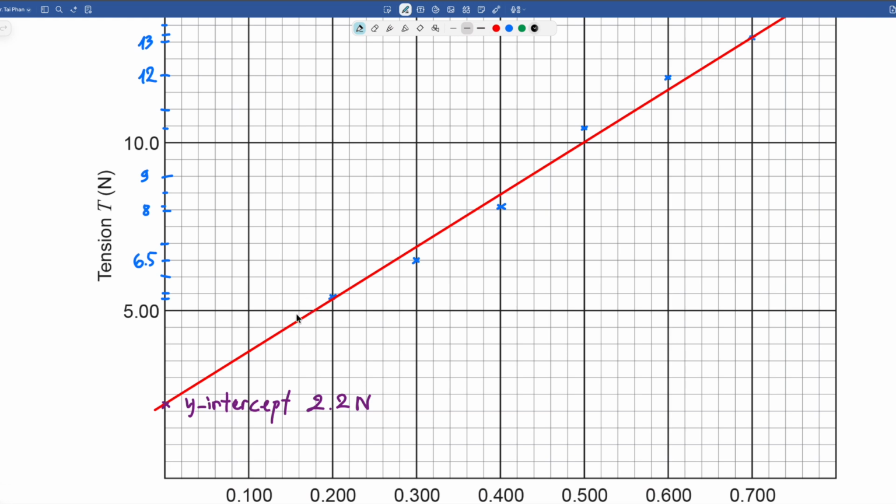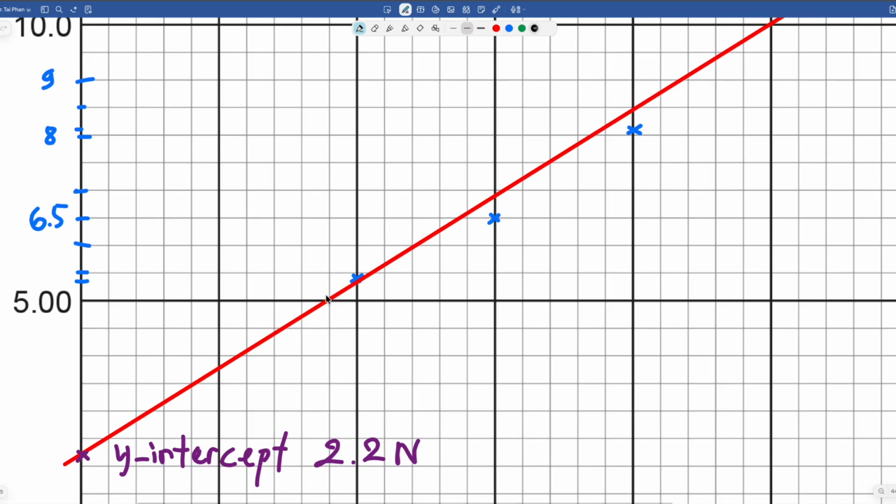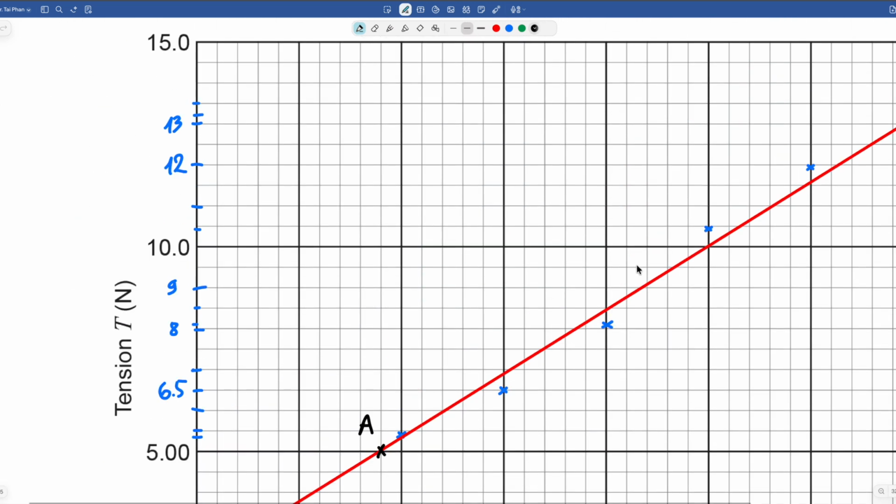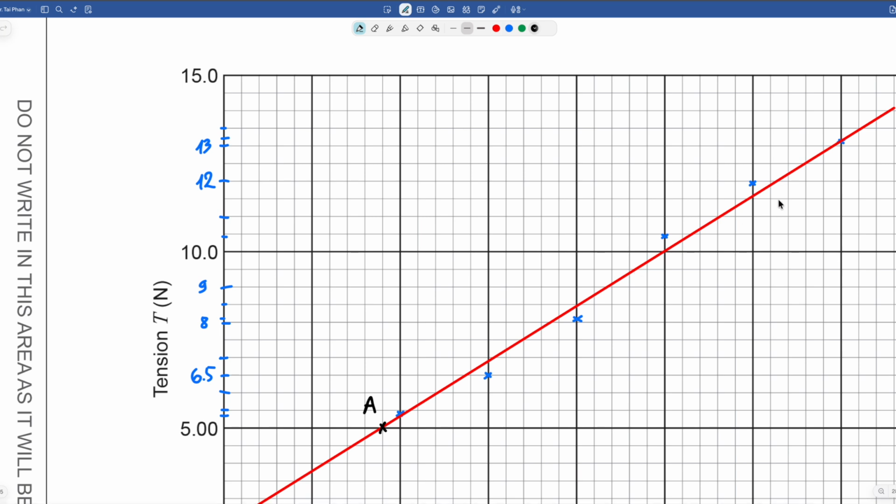So I will choose, let me zoom in, this point. This point, let's call it A. You need to choose the 2 points which are far enough from each other and easy to read the value. So I choose the next one here. It accidentally coincides with the given point. Okay, this is the point B, and now I will calculate the gradient.